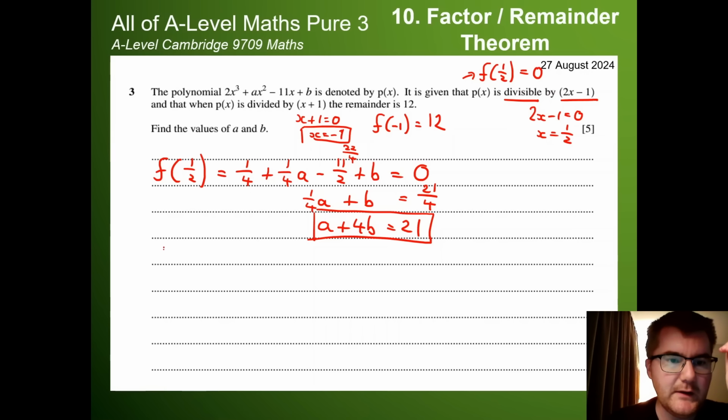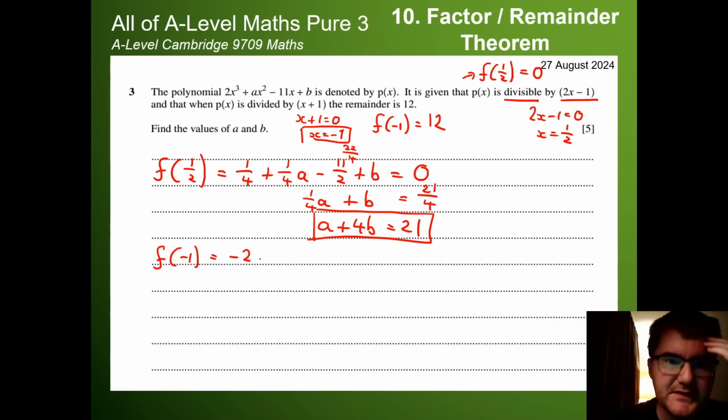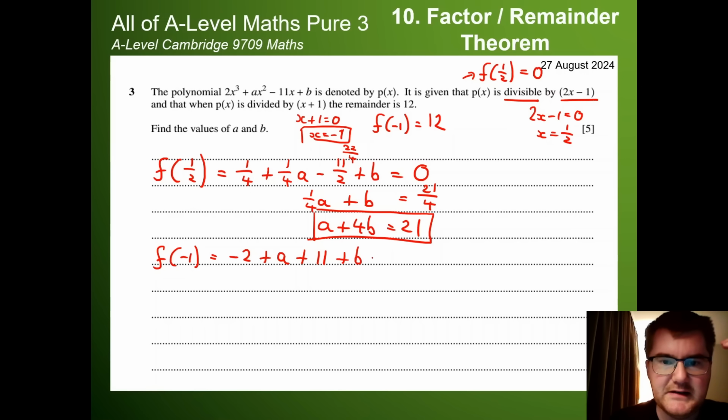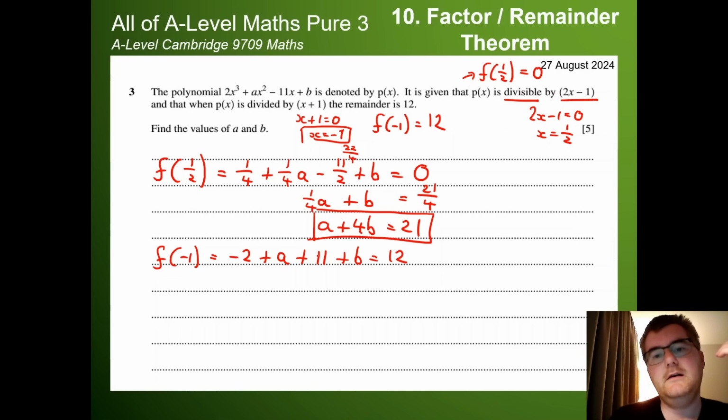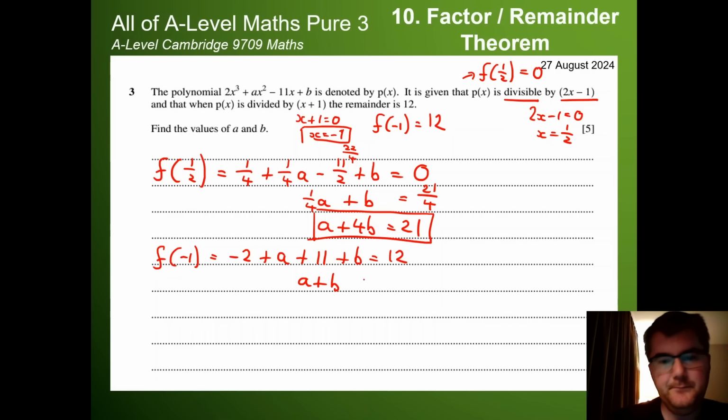And then we have f of minus 1 is equal to 12. So I put minus 1 into this function. Minus 1 all cubed is still minus 1 times 2 is minus 2. Minus 1 squared is positive 1, so that gives me plus a. Minus 11 times minus 1 is plus 11. Plus b is equal to 12. 11 minus 2 is 9. 12 minus 9 is 3. So that gives me this equation.